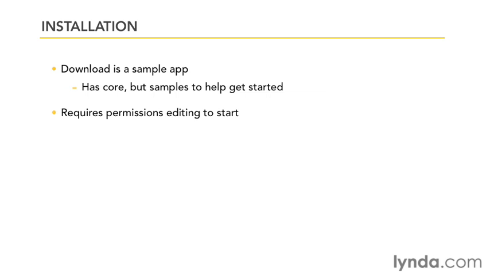When you download a Symfony distribution, it's basically just a sample application with a directory structure, libraries, some bundles, and a default configuration. So it has the core of what you need and some samples to help you get started with it. You may need to edit some permissions on your file system to make sure that Symfony can work correctly. Additionally, if you want to have clean URLs, you can do some web server mapping.